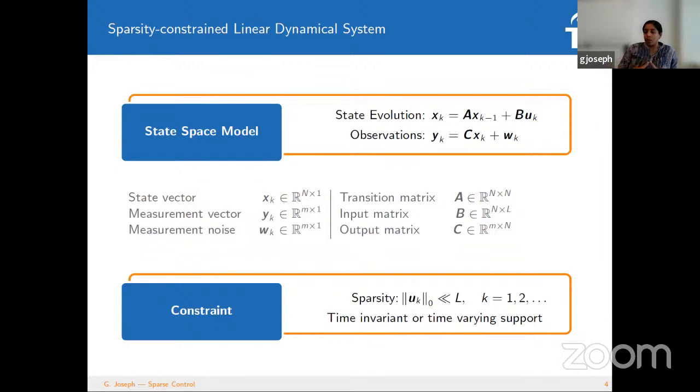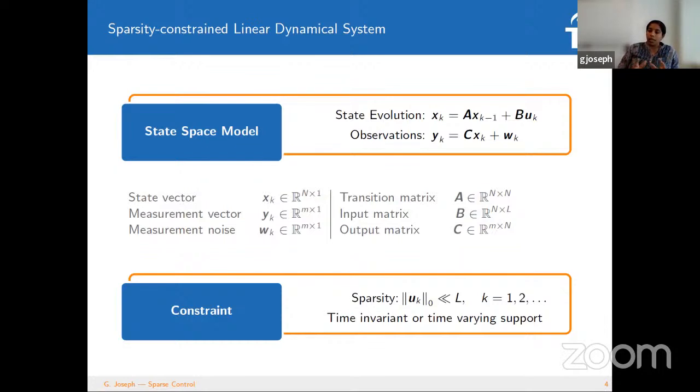So with this state space model, the question that we ask is, suppose we constrain the inputs, that is we constrain the u_k's. Let's say the L0 norm of u_k is less than or equal to s, where the L0 norm just counts the number of non-zero entries in u_k, and L is the dimension of u_k. So the number of non-zero entries in u_k is very small compared to its dimension, and it applies for all k equal to 1, 2, 3 all the way. So if that is the case, then how does the control property of the system change?